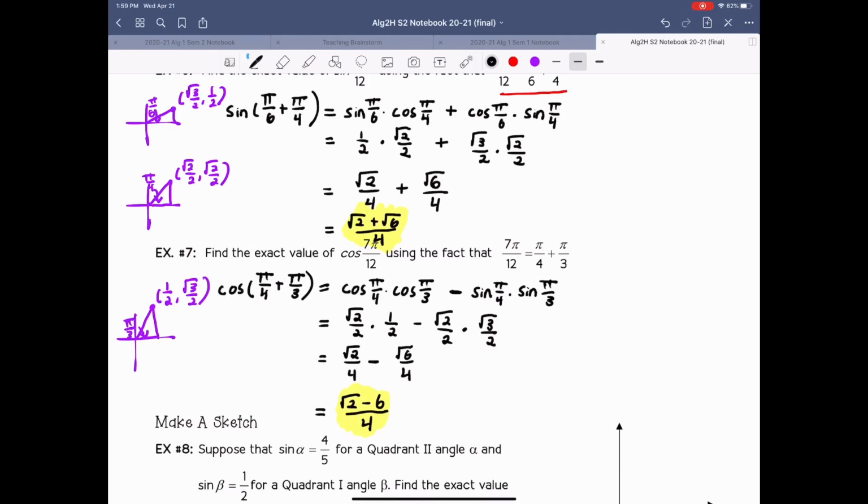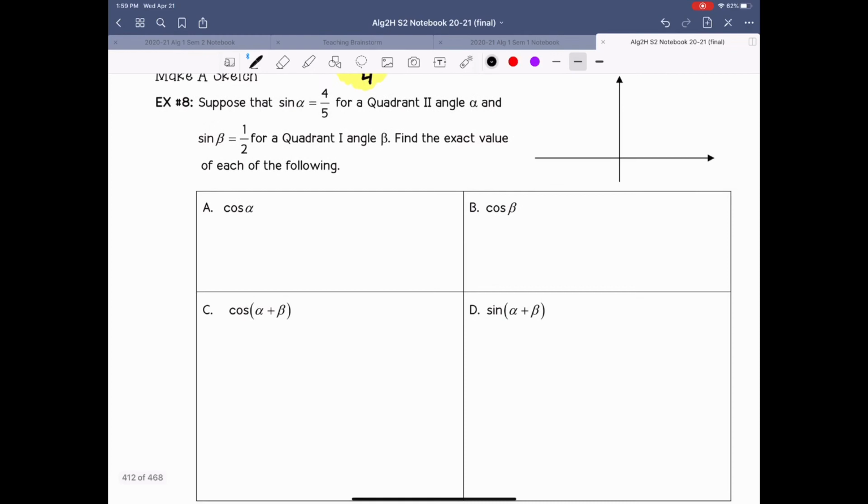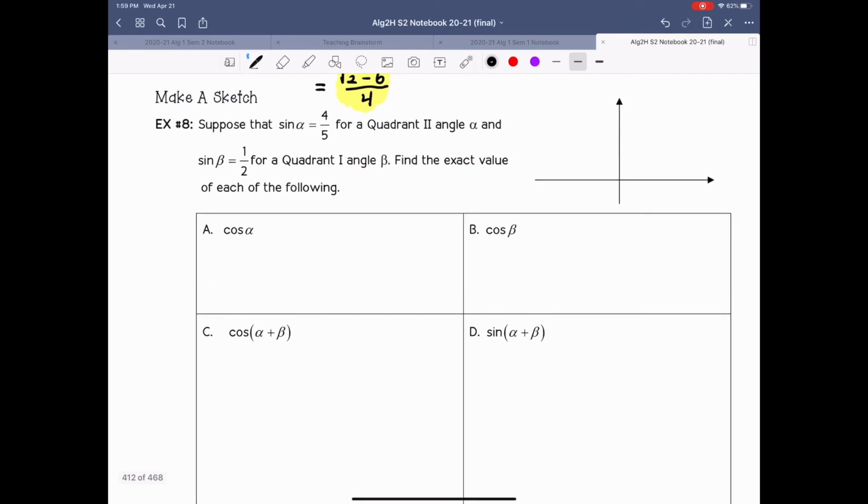All right, so let's go ahead and move down to the next example, which looks a little bit different. So let's suppose that we have some angles alpha and beta, and here's the information we know. We know that the sine of alpha is equal to 4 over 5 for a quadrant 2 angle alpha. We also know that the sine of beta is equal to 1 over 2 for a quadrant 1 angle beta. And we're going to use this information to find the exact values of each of the following.